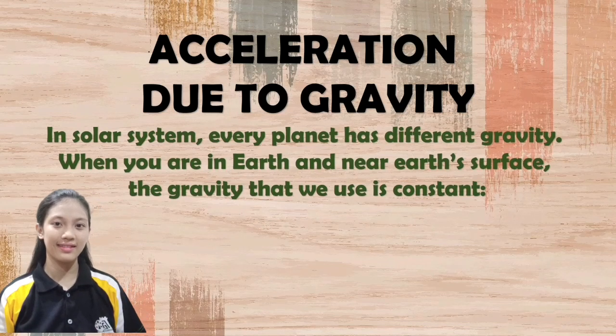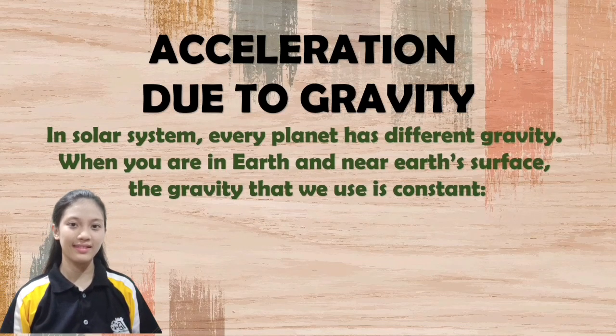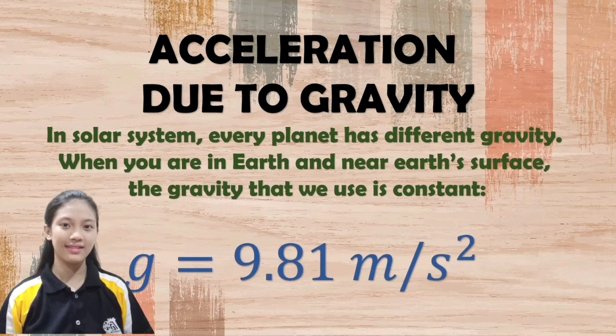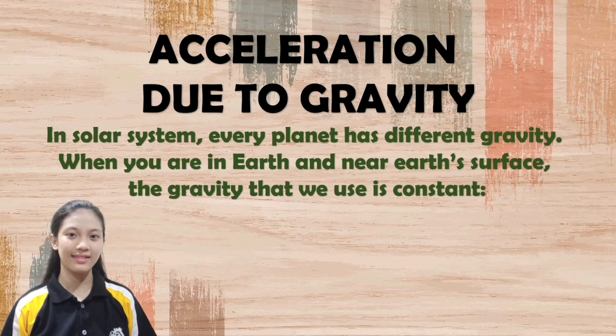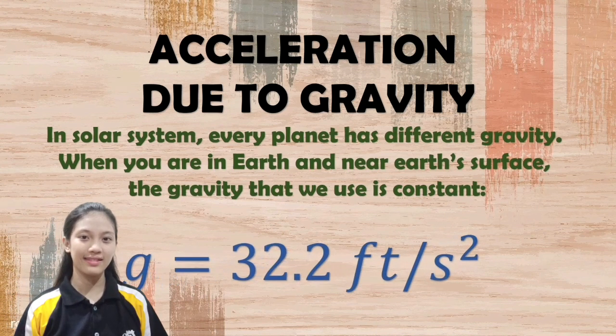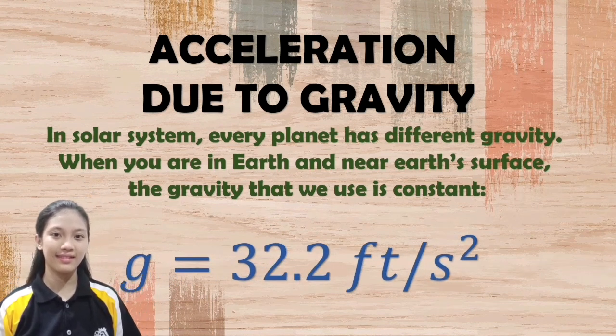When you're on Earth and near the Earth's surface, the gravity that we use is constant: 9.81 meters per second squared in terms of meters, and 32.2 feet per second squared in terms of feet.